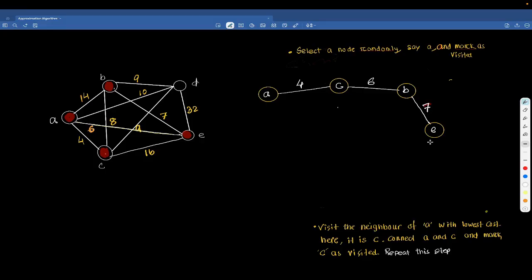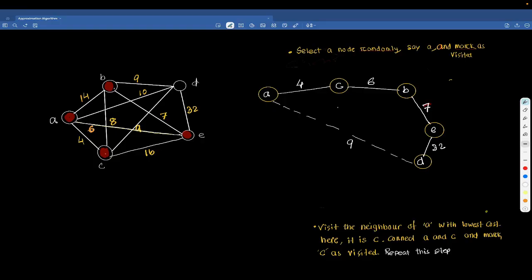From E, we have to visit D now because this is the only vertex left out. So we will draw this is D, and we'll connect E and D. The cost is 32. At D, we have come to an end of this traversal, and now this is the time to return to node A. So we'll connect D and A, and this cost from D to A is 9.